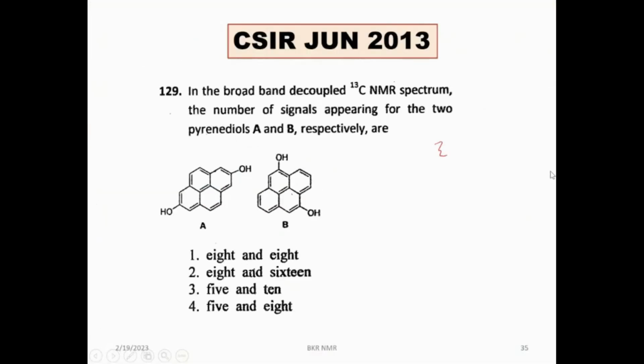Now tell me in this molecule, how many signals would you expect? These molecules are known as pyrene. So this is a pyrene system. In this pyrene system, they are asking how many signals you would expect in the C13 NMR spectrum, how many carbon signals?